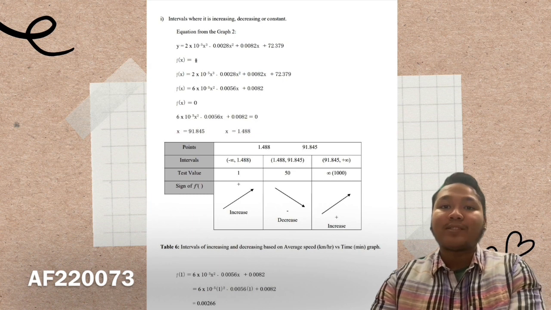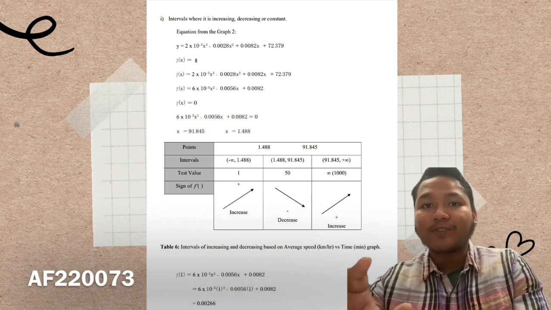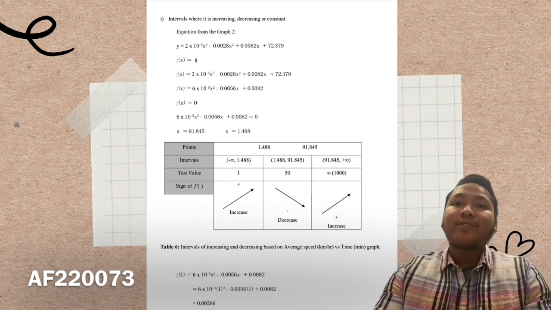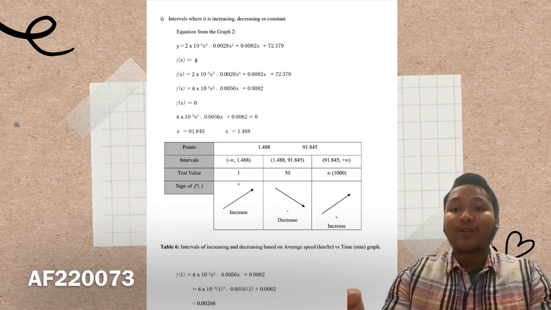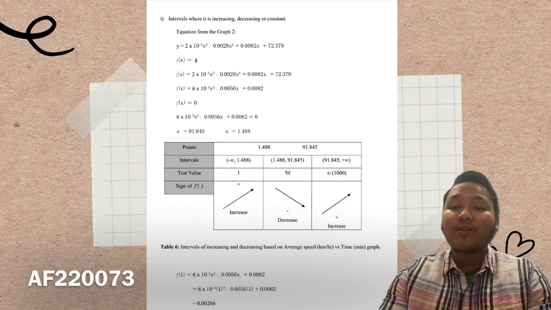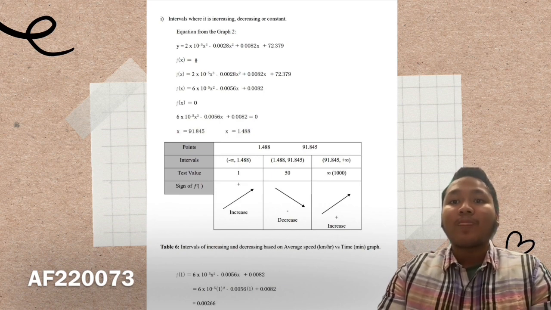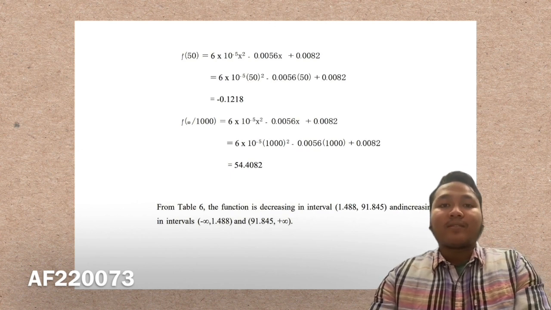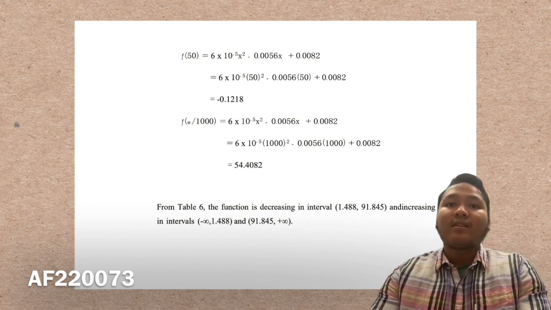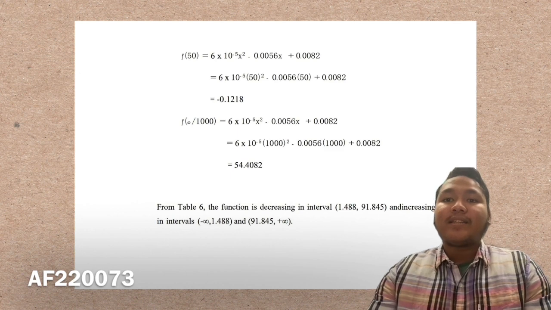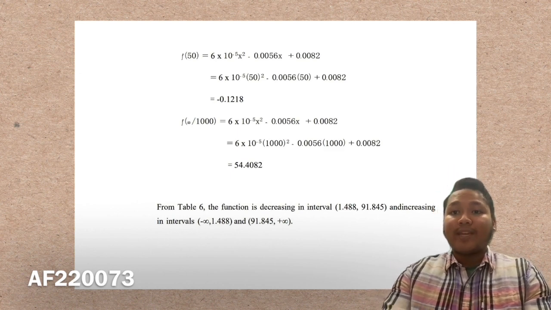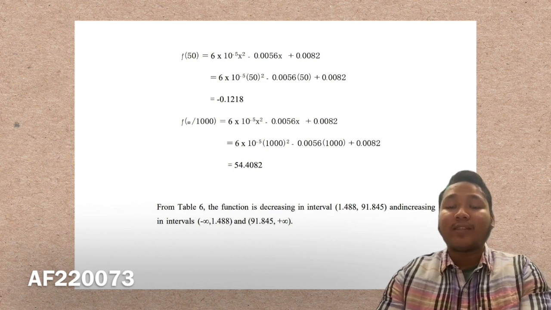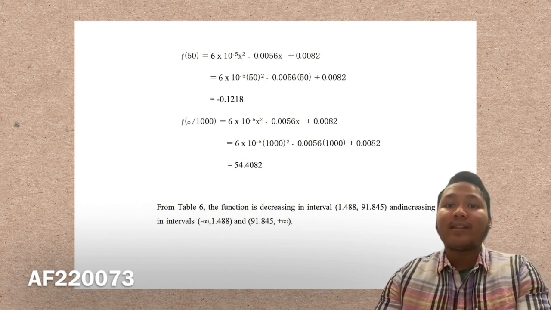The sign of the first differentiation for the function is increasing. Insert the value 50, we get negative, which is decreasing, and insert the value 1000, we get a positive value. From the table we just created, the function is decreasing in the interval between 1.488 and 91.845, and increasing in the intervals of negative infinity to 1.488 and 91.845 to positive infinity.